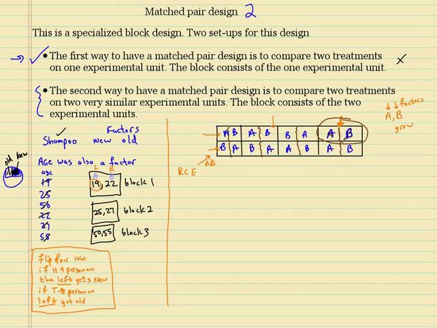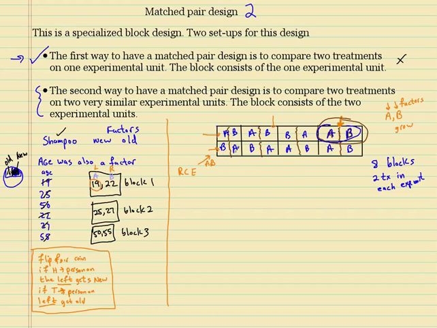Now look, how many blocks do I have? Every plot is a block. I have 1, 2, 3, 4, 5, 6, 7, 8. You have 8 blocks. You have 2 treatments in each experimental unit. So you have 8 data points to compare at the end of this.